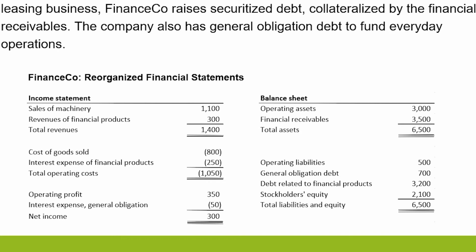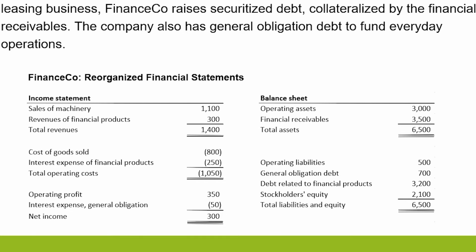You can see on the balance sheet side, they've got operating assets. That's the assets they use to make their machinery. Financial receivables. This is the value of the total amount of loans or leases that their customers owe them. Right? That's what a receivable is. I have sold something on credit. I am waiting for my customers to pay me back. They have a considerable amount of receivables because they've loaned a lot of people money to buy their machines.